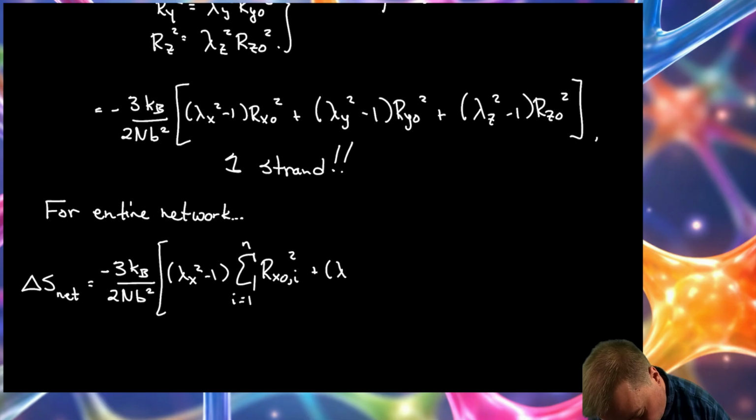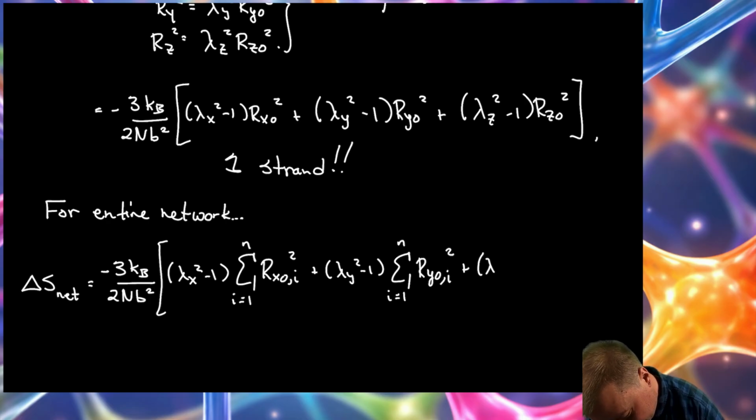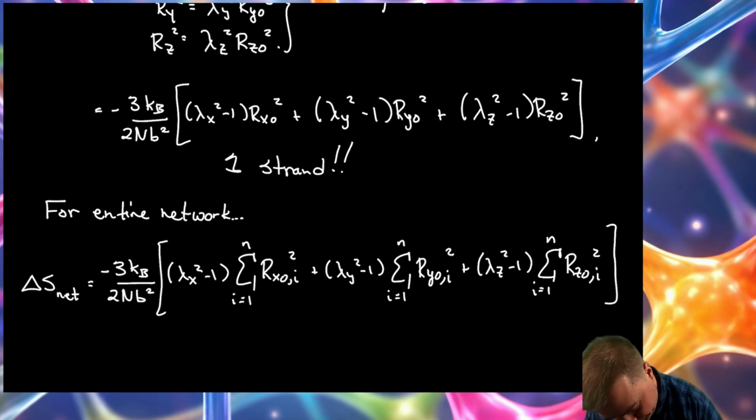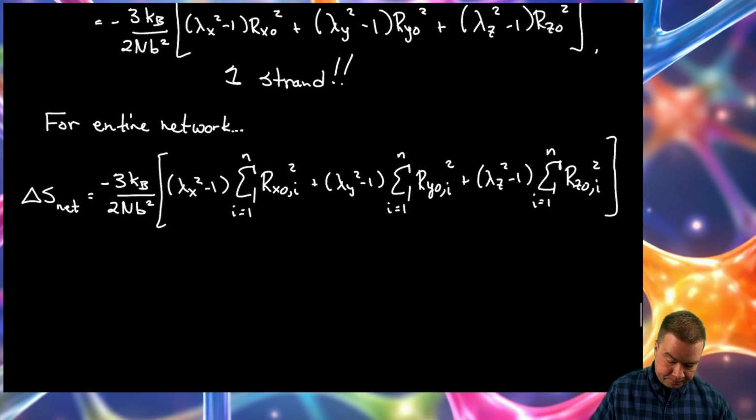Then we're going to get lambda y squared minus 1. We have to sum up all of the strands in the y direction. And then the same thing for z, lambda z squared minus 1, summation i goes from 1 to n of Rz0,i squared. And now this is for everybody. And the problem is, what are we going to do with those silly sums? Right? We have to add up everybody.